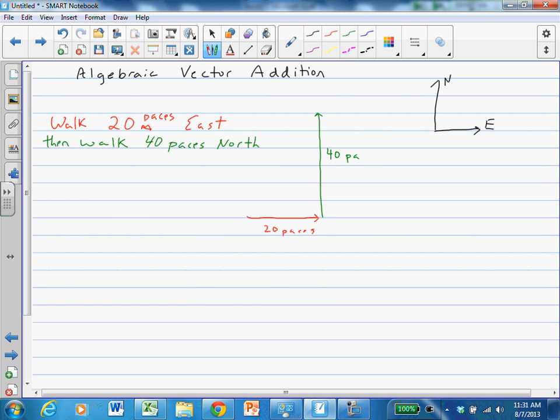Okay? Our displacement vector is the one that starts at the origin here and goes to the head of the last vector. So this would be called our displacement vector. The distance we covered was 20 plus 40 paces, 60 paces, but the displacement is the value from the origin to where you ended up. Okay. So how can we solve for the magnitude and direction of this displacement?